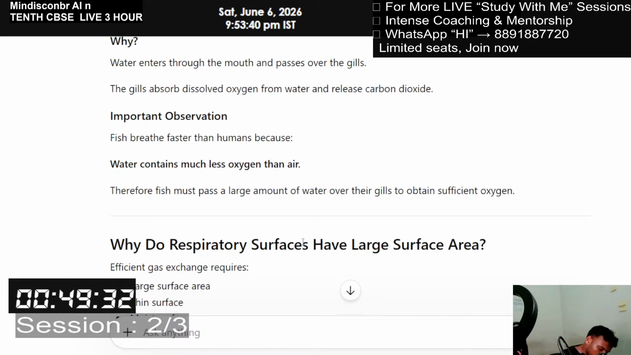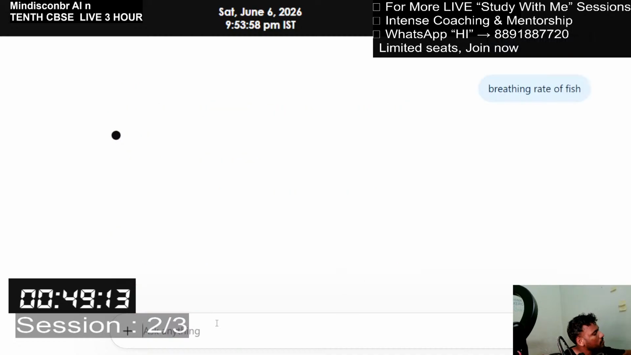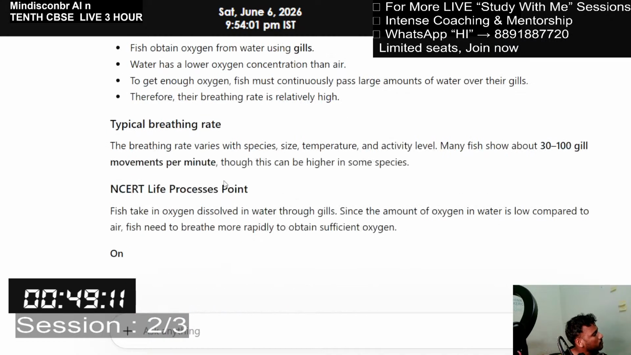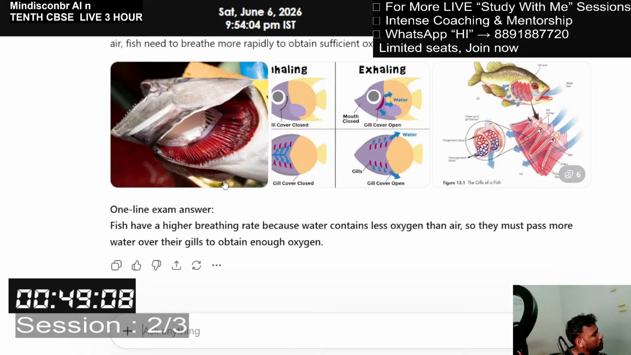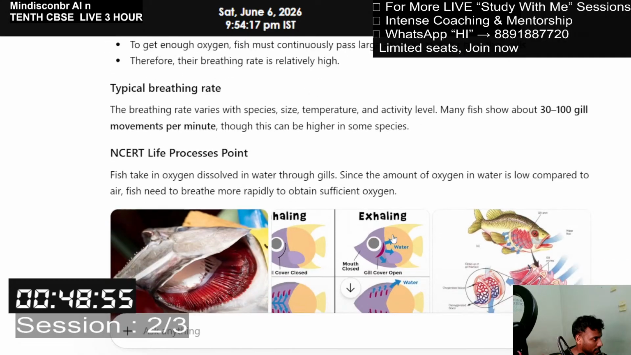So, comparing fish and humans, whose breathing rate is faster? Fish. We can check the fish breathing rate, how much it will be. Breathing rate of fish. Many fish show about 30 to 100 gill movements per minute. In the case of humans, it is nearly 72.